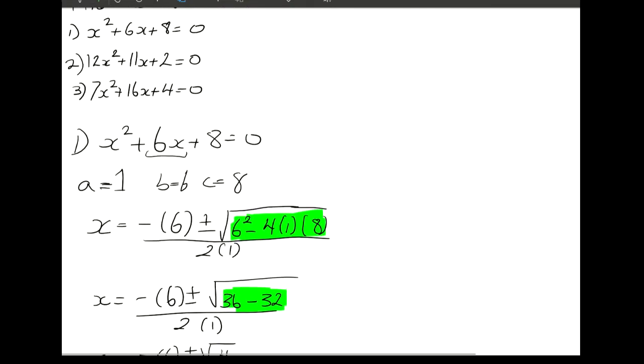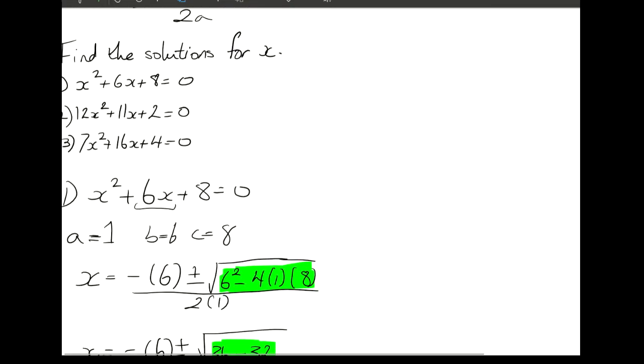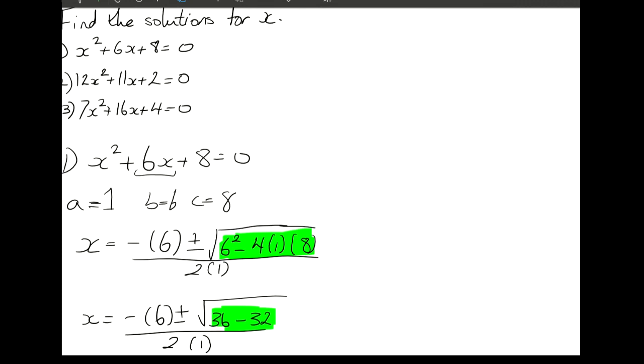Let's work on another one. Let's work on this one. Let's work on the second one. So we have 12x squared plus 11x plus 2 equals 0.